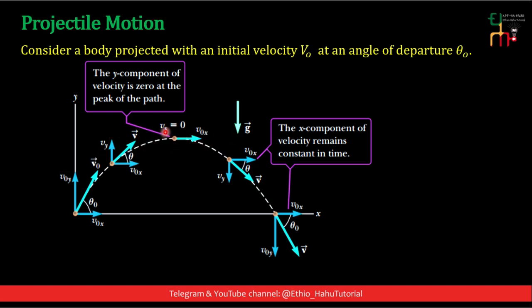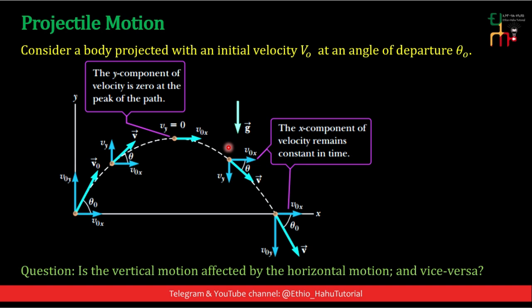At the maximum point of its flight, the y component of the velocity becomes 0 because as it moves higher and higher, its vertical velocity gets decreased and decreased, so that the y component of the velocity at the highest point is 0, whereas the horizontal component of the velocity remains constant. The x component of the velocity remains constant in this case because there is no net force acting on the projectile along the horizontal direction.